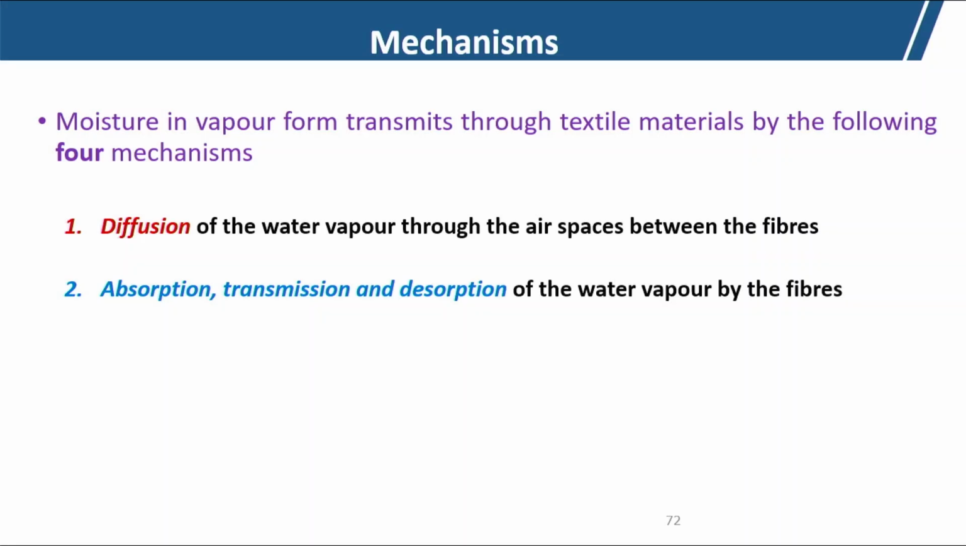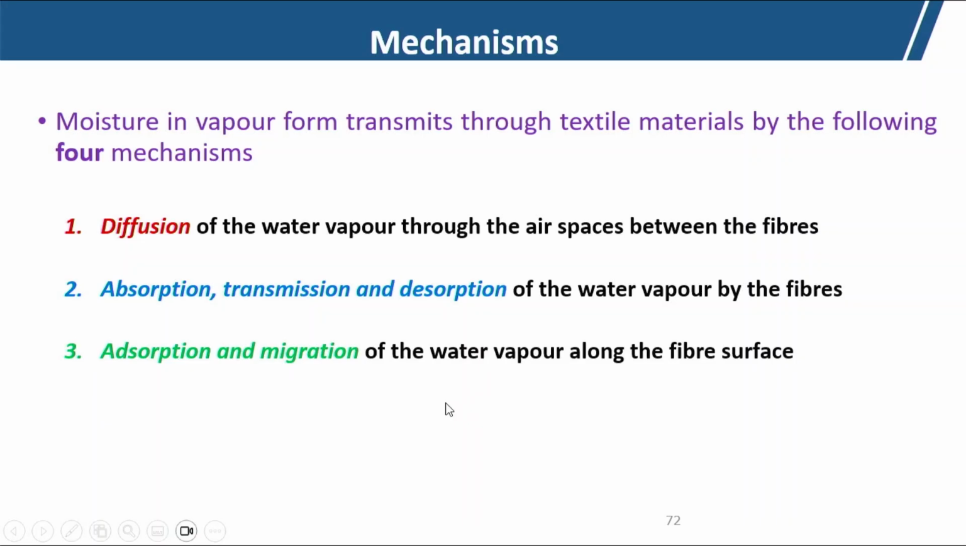This happens particularly in hydrophilic fibers like cotton and wool, while diffusion normally takes place in hydrophobic fibers, which do not absorb moisture vapor, like polyester or polypropylene. Where moisture absorption is not there, diffusion is there, and for hydrophilic fibers, this absorption, transmission, desorption phenomenon takes place.